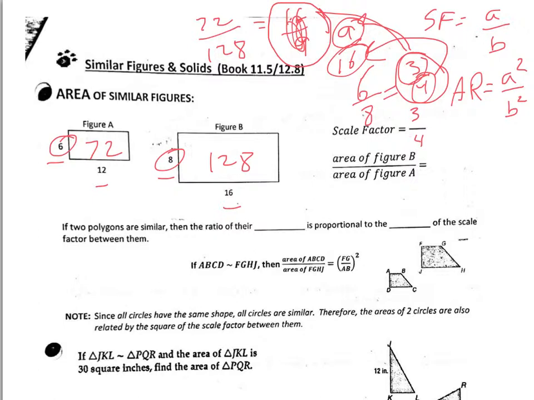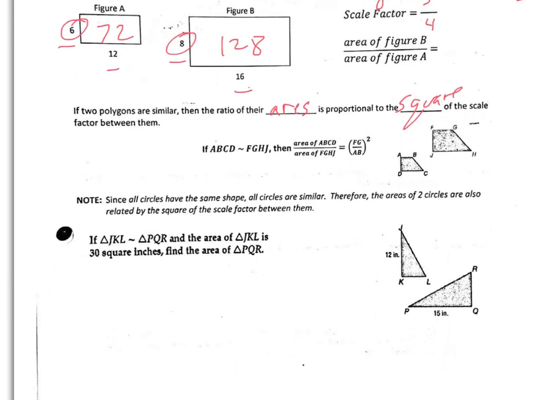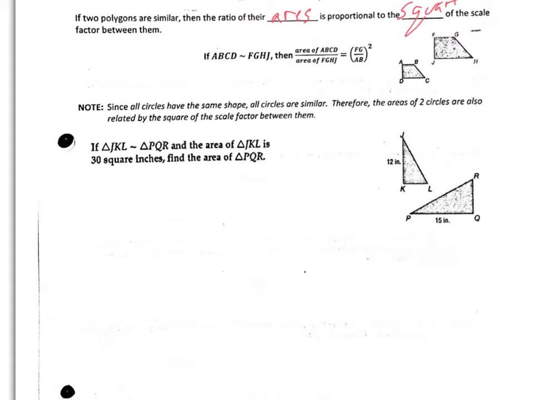If two polyhedrons are similar, then the ratio of their areas is proportional to the square of the scale factor. Alright, moving on. So here I have an example. Here I have two triangles that are similar. We have side lengths here and here.